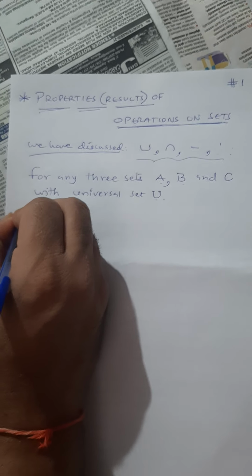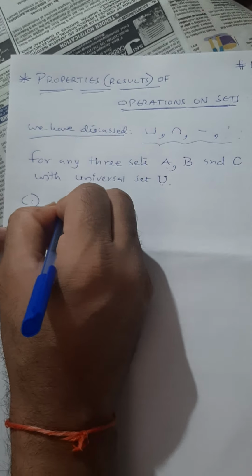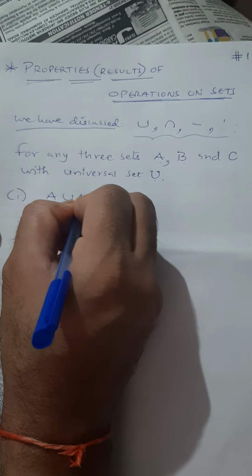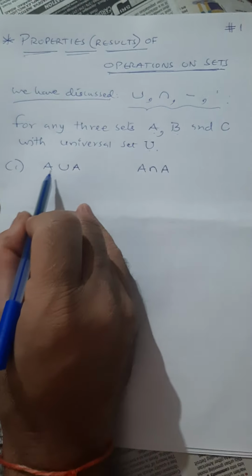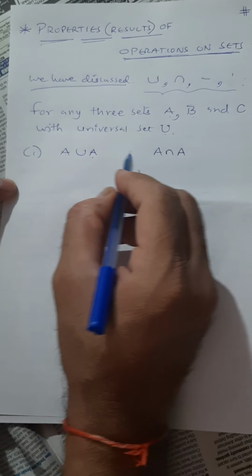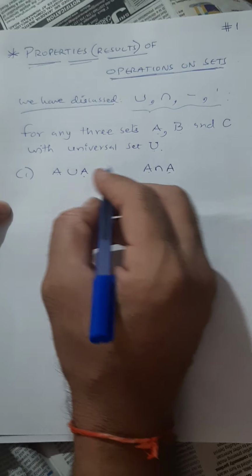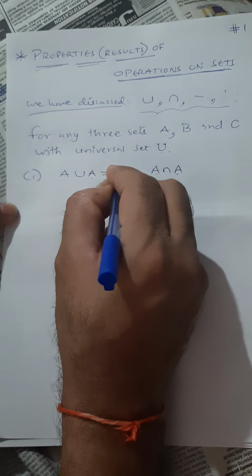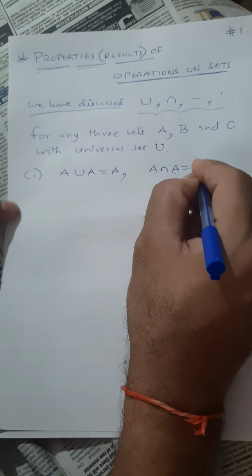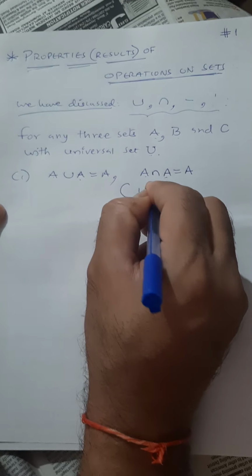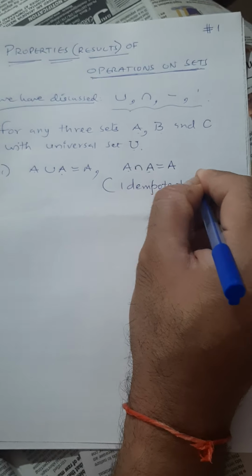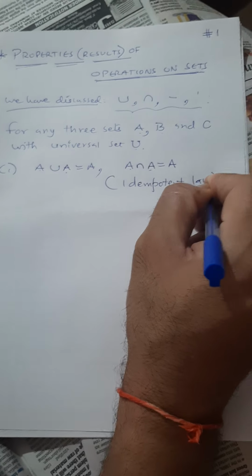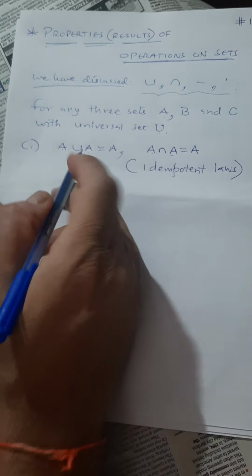First one: if you find A union A, and A intersection A, that is the union of a set with itself and the intersection of a set with itself, which is again A here, again A here. This is called the idempotent properties or laws, which is quite obvious, you can verify.